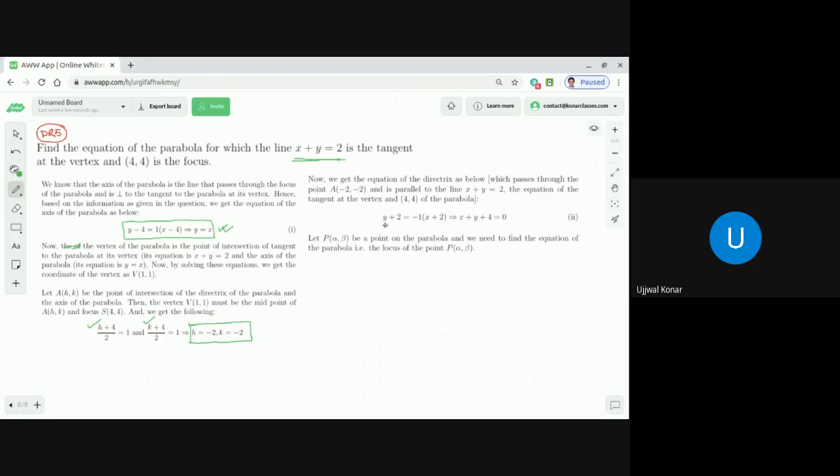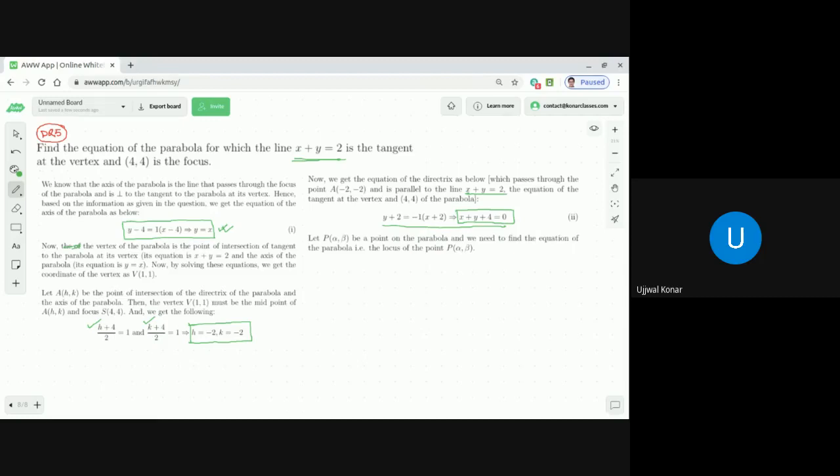So y plus 2 should be equal to m into (x plus 2). But what is m here? m is nothing but the slope of the line x plus y equal to 2, because it is parallel. The slope of the line x plus y equal to 2 is -1, so here also it will be -1. So we get x plus y plus 4 equal to 0 as the equation of the tangent at the vertex. Sorry, it is the equation of the directrix. Correct? So we find the equation of the directrix as x plus y plus 4 equal to 0.